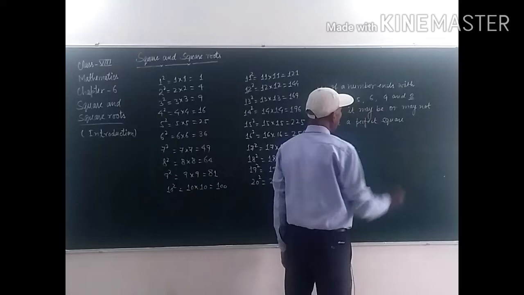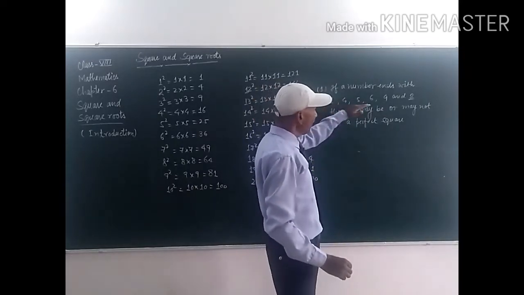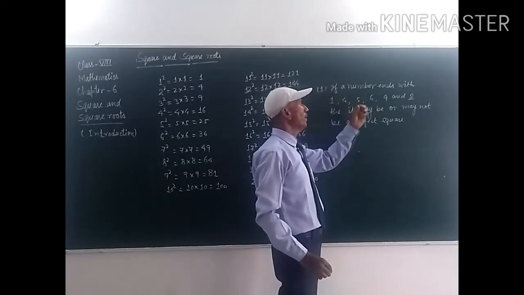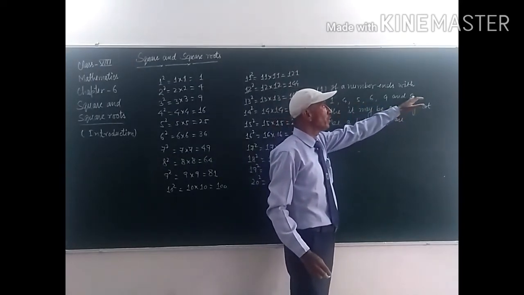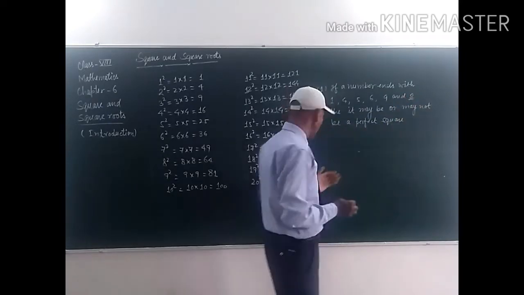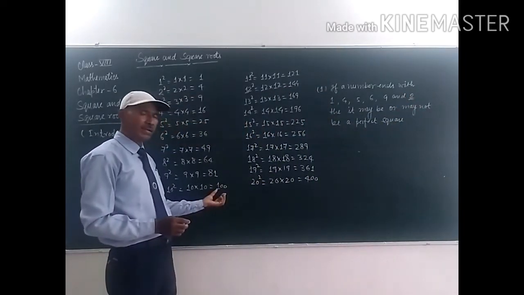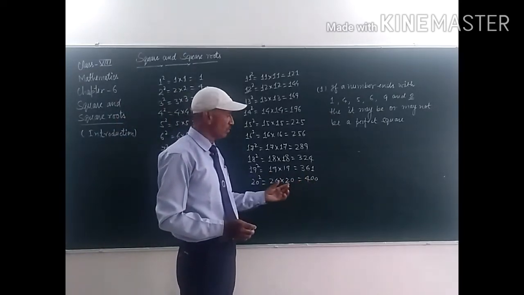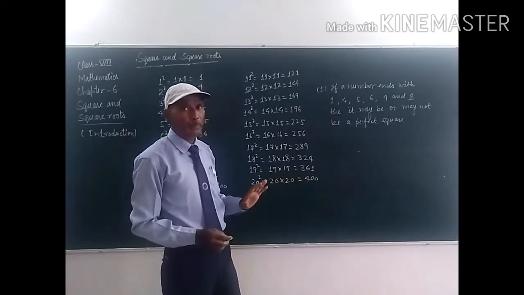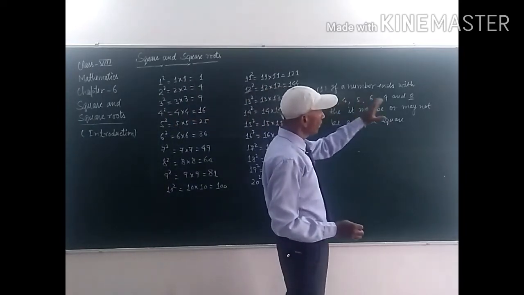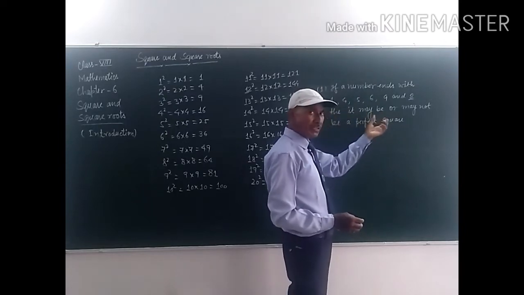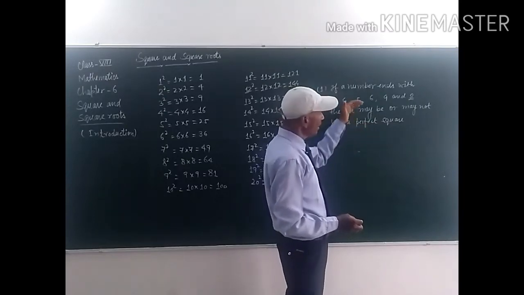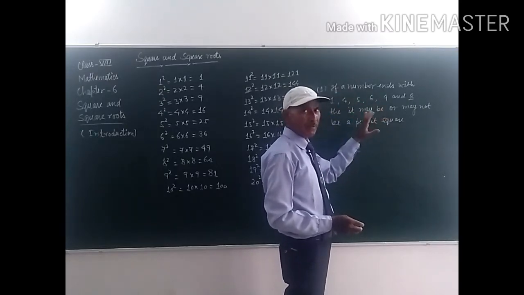Clear, students? If the unit digit of the number is 1, 4, 5, 6, 9 and 0, with 0 in pair, it means double 0. Like this, students. This one 100, it is a perfect square. This one 400, it is also a perfect square, students. So 0 should be in pair. So the number may be a perfect square or may not be a perfect square. We have to check it. It is possible that the number will be a perfect square.